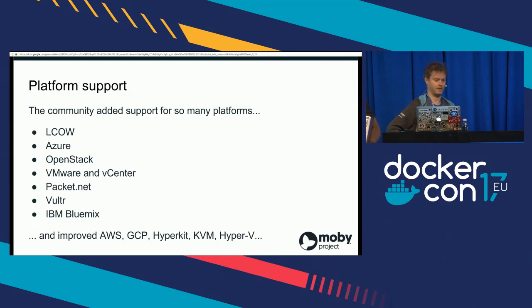The community has added support for loads of platforms. Linux containers on Windows, there was a talk about it at DockerCon, which is really exciting. We've been working with the team there really heavily. Azure support, OpenStack support, VMware and vCenter support, Packet.net, bare metal cloud, Vultr, IBM Bluemix, as you just saw, Raspberry Pi, and we've made big improvements to the other platforms that we support, so KVM, HyperKit, Hyper-V, Google Cloud.